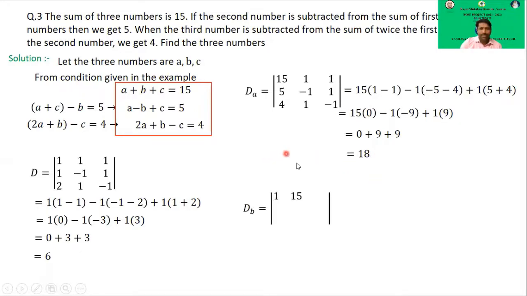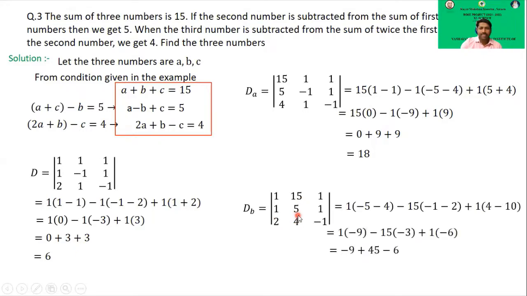Now dB. So here we have dB, replacing the coefficient of B by the constant. And after expanding this, we get the value 30. Okay.